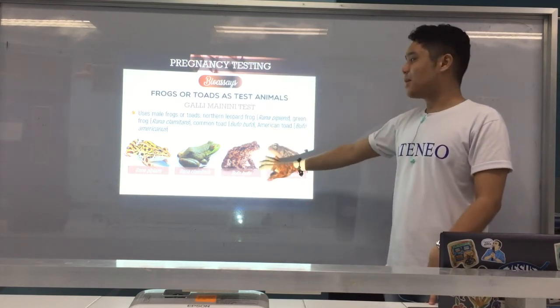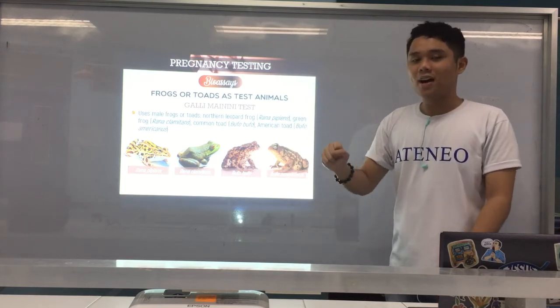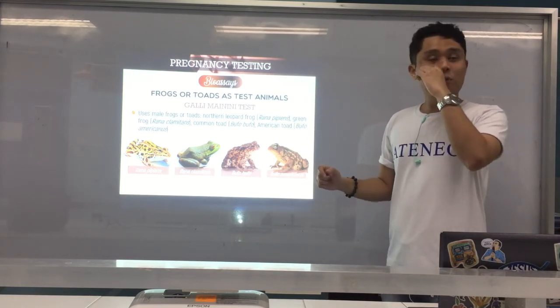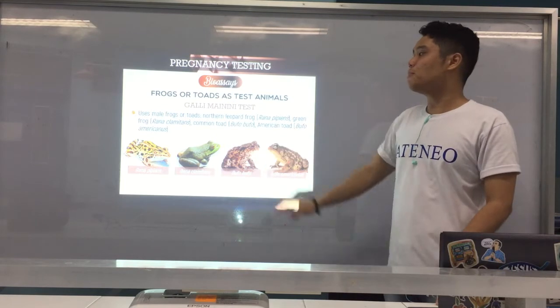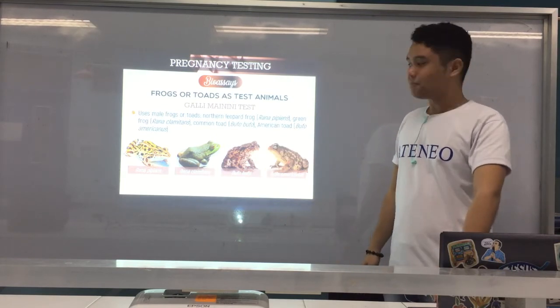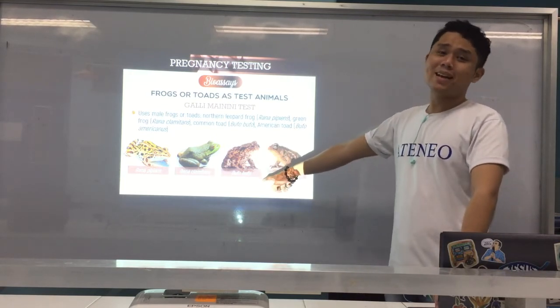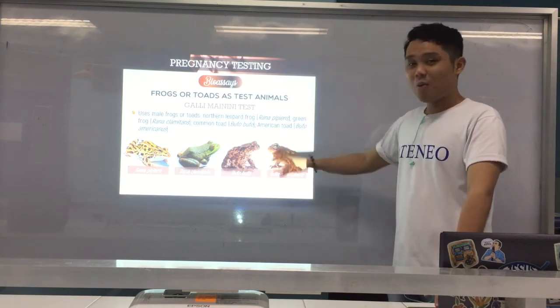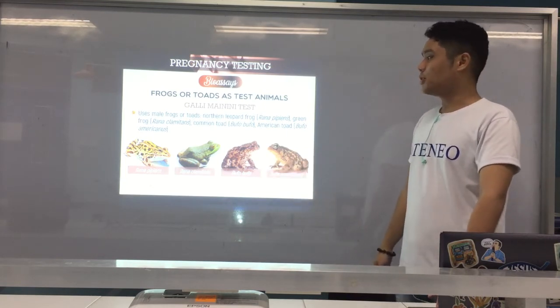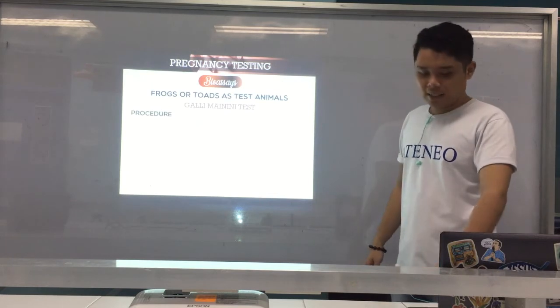So, again, this is the Galli-Mainini test. We used male frogs. You noticed that in the previous tests, what we used were female frogs. But this time, we use male frogs or toads. Okay. These are very common, there are many at our house in the back. I know, they are common toads. Okay. Alright, so for the procedure, still the same.